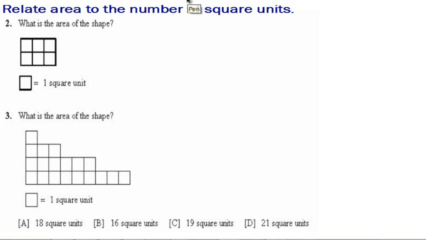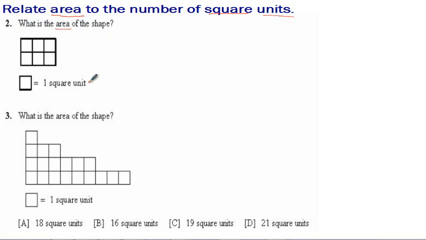So what I'm going to do here again, when we're doing area and perimeter, I can't stress enough the importance of you identifying the key words. Relate the area to the number of square units. Problem number 2. What is the area of the shape?